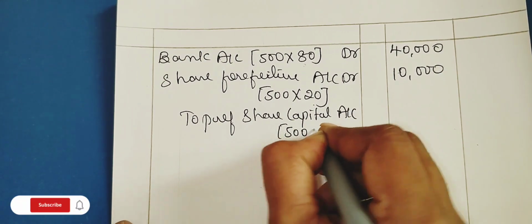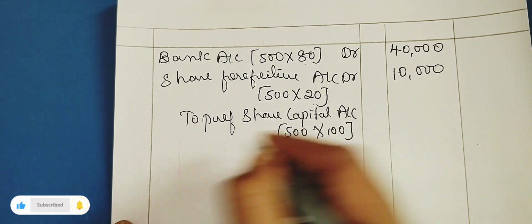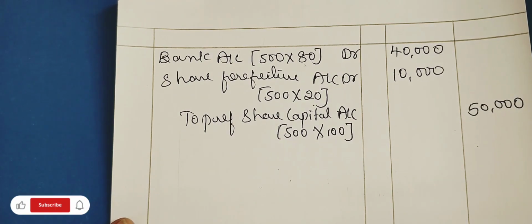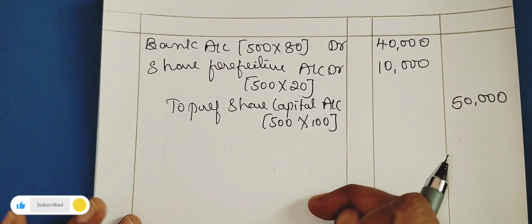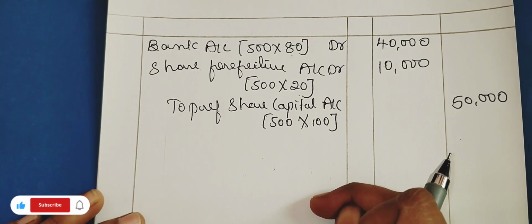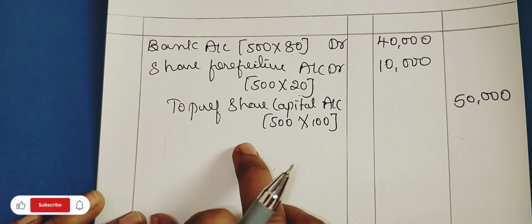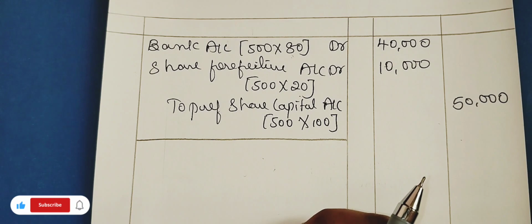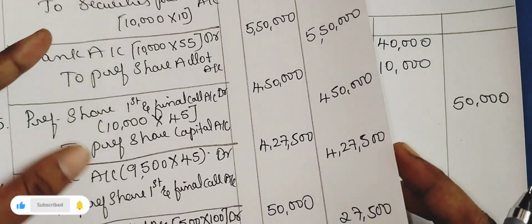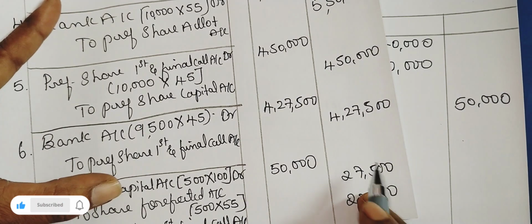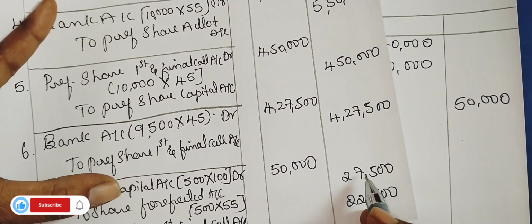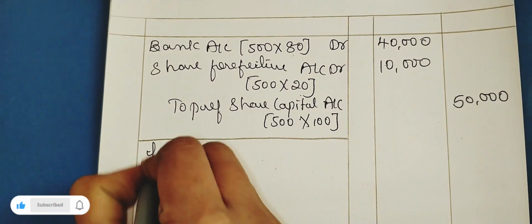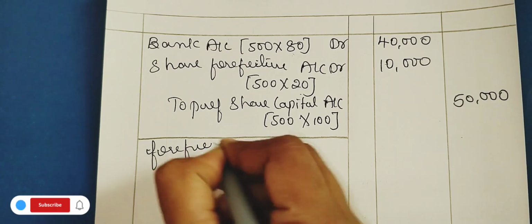500 into 100 will get 50,000. Right. Share capital account in the previous entry we have debited. Here we credited. Now the surplus we are transferring to which account? Capital reserve account. So here you can check it out. What is the credit? 27,500 is there in forfeiture account. Here it is 10,000. So what is the remaining balance? 17,500.